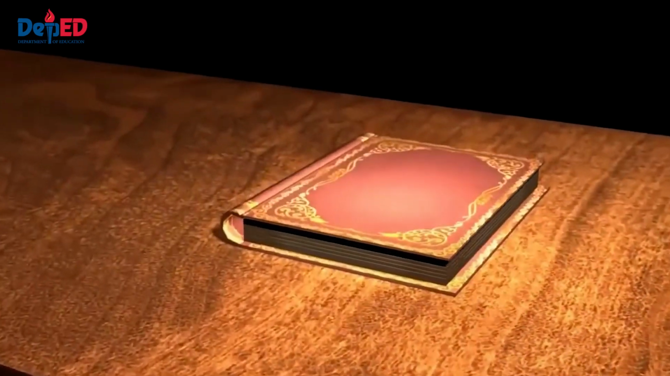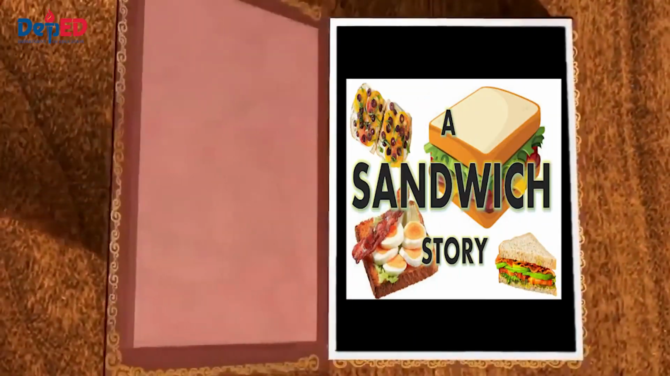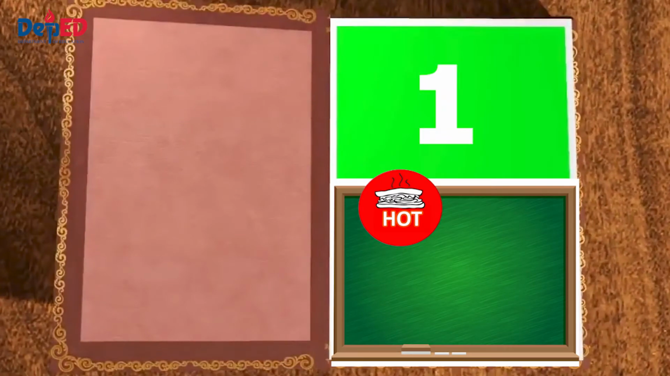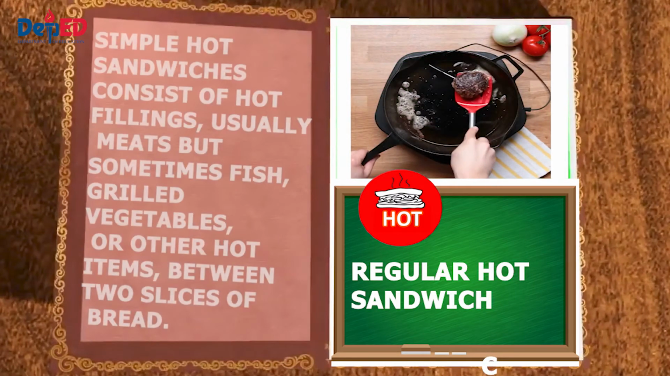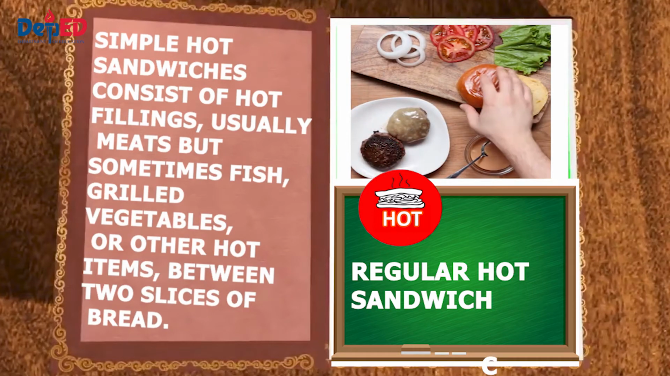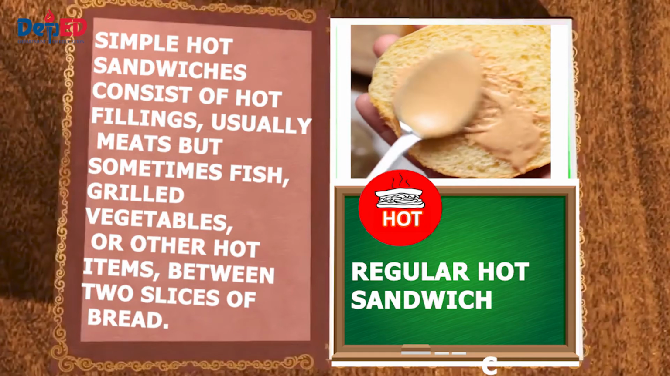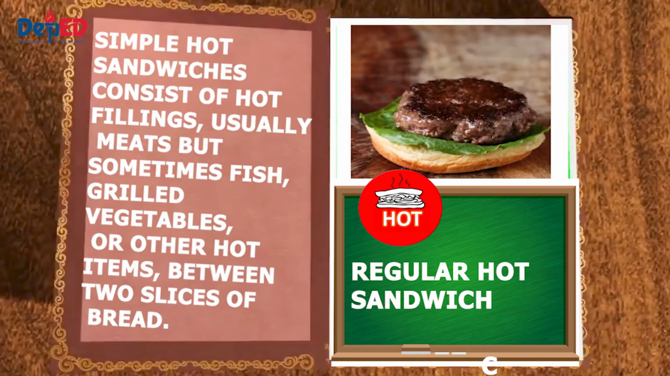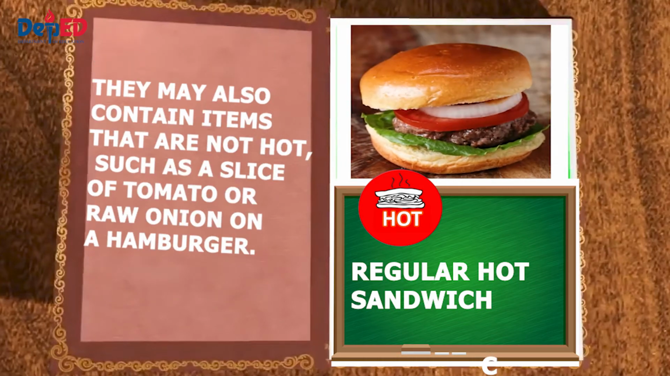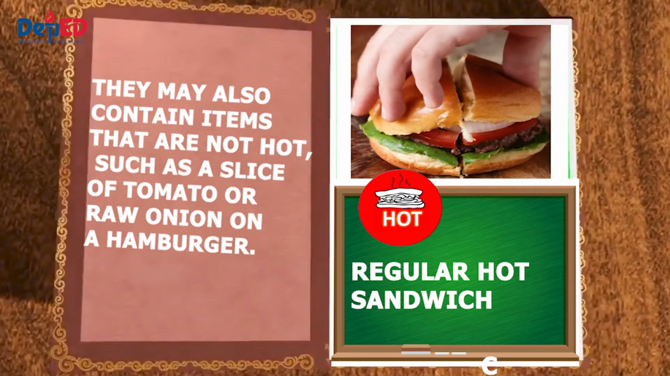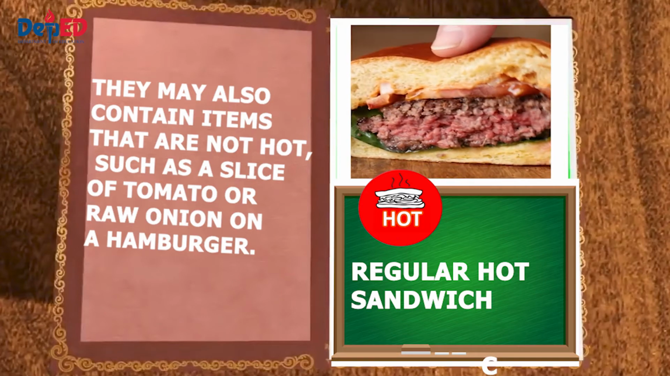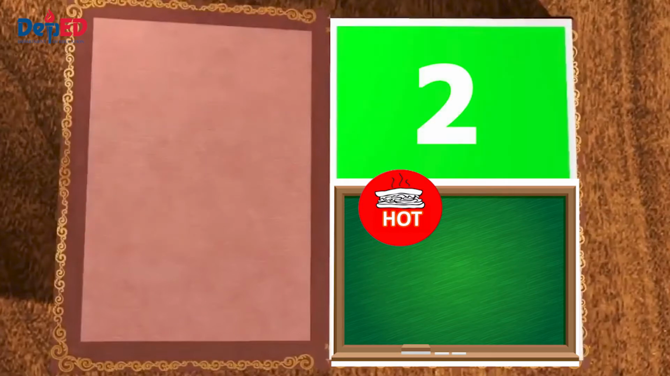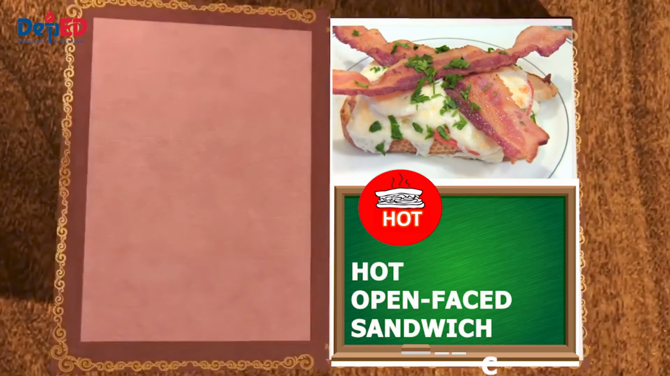Moving on with our discussion, let us now proceed with the hot sandwiches. First in line is the regular hot sandwiches. Simple hot sandwiches consist of fillings, usually meats, but sometimes fish, grilled vegetables, or other hot items, between 2 slices of bread. They may also contain items that are not hot, such as a slice of tomato or raw onion on a hamburger.